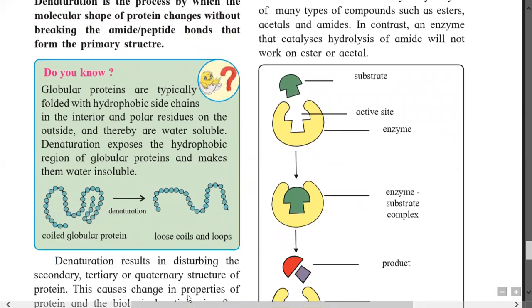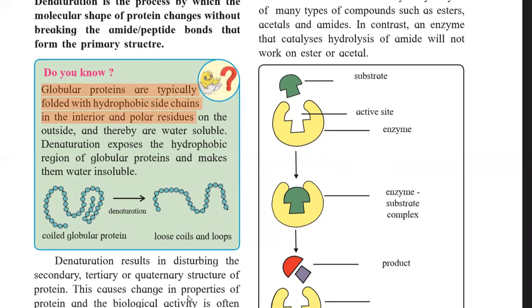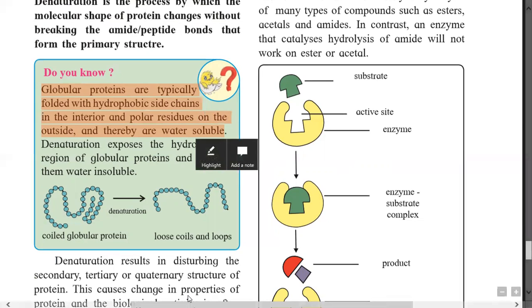A very good example of denaturation of protein is given here in the box. Globular proteins are typically folded, with hydrophobic side chains, meaning no interaction with water molecules, in the interior part, and the polar residues on the outside. Due to these polar residues on the outside, globular proteins are soluble in water.